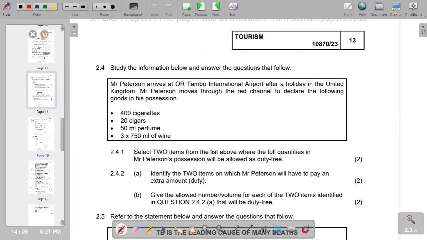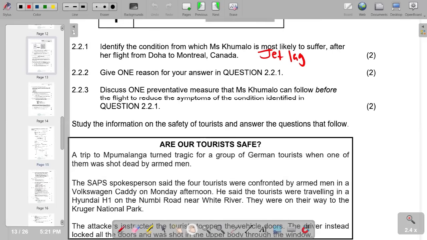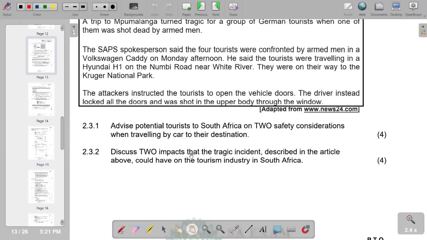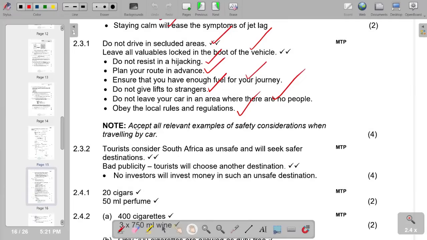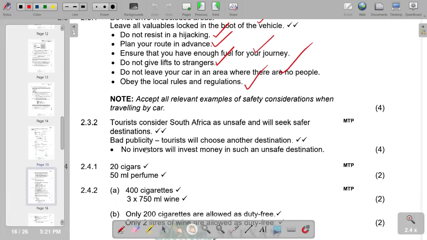Then we move on to the next one, which is 2.3.2. Discuss 2 impacts that the tragic incident described in the article above could have on the tourist industry in South Africa. So obviously, it's going to lead to tourists being afraid to visit South Africa. That's a clear effect. Tourists consider South Africa as unsafe and seek a safer destination. That's very clear. And also bad publicity, tourists will choose another destination. Then no investors will invest money in such an unsafe destination again. Those are some of the negative effects that we can easily deduce.